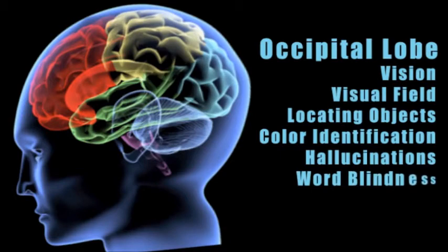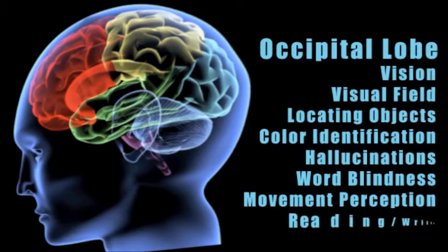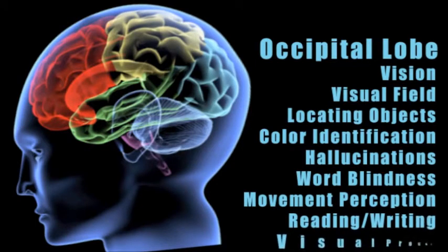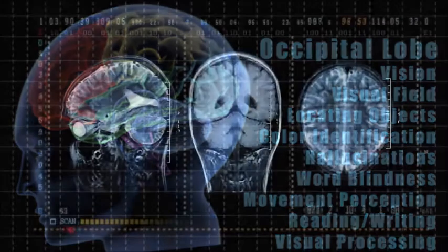There's the inability to perceive the way that objects move. And obviously there are problems with reading and writing. And there's an overall slowed processing of the way that our brains process visual information.